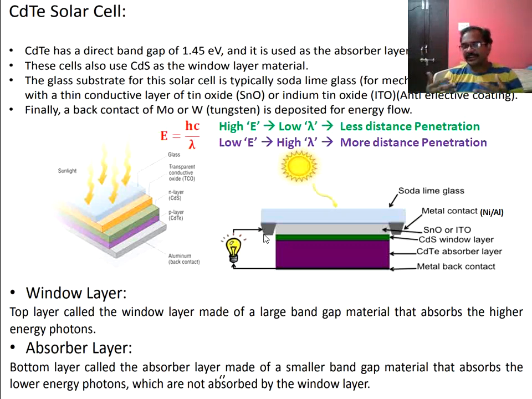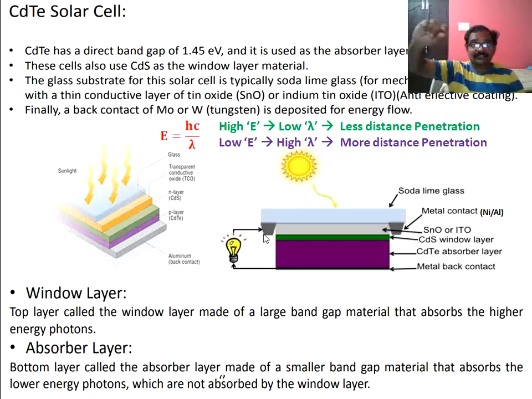Right. Again, the 1.45 electron volts photons will be absorbed by this CdTe, cadmium telluride layer, and again it will produce electron hole pairs, and thereby for the second time electricity will be produced. So more electricity will be produced. And as we know, the back contact is a metal contact which is made of either molybdenum or tungsten, which is also called wolframite, W.